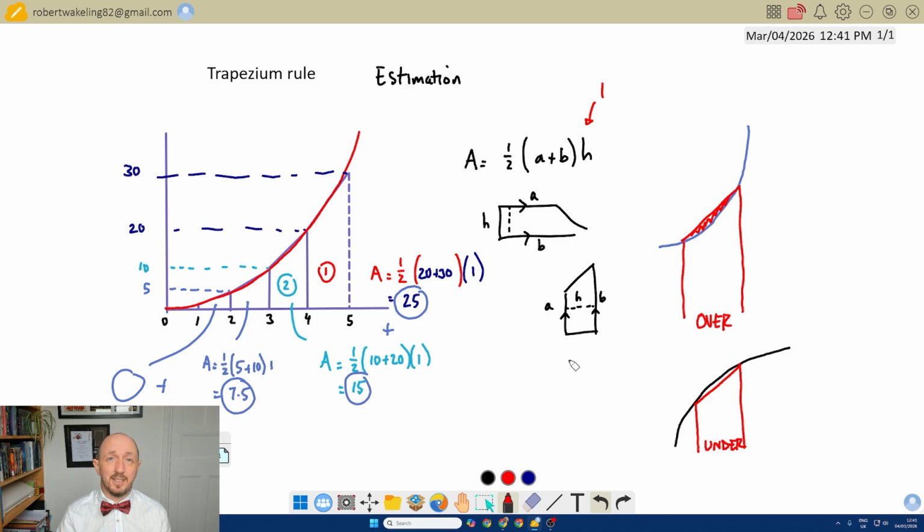And there's often a link between the trapezium rule and your speed time graph, because if this was speed and time along the bottom, then the area under the graph would be the distance traveled. Okay, so there's a link there. We usually do our speed time graphs with the straight lines going like this, but if it was a curve, we would have to use the trapezium rule to find the total distance traveled.